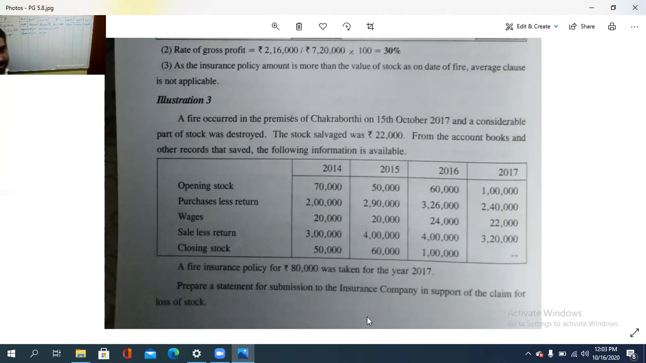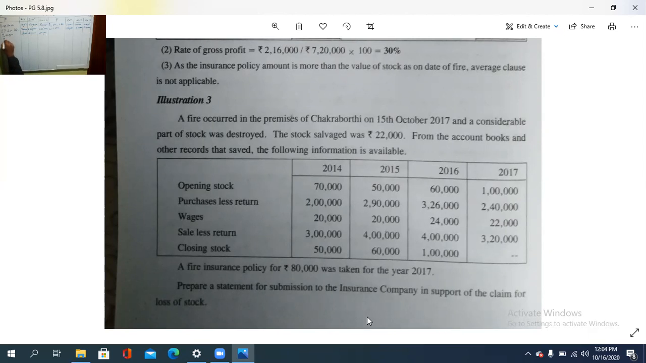So closing stock, it is 50, 60 and 1 lakh. Okay. So this 1 lakh will be the opening stock. Look here. 50 closing stock, that is the opening. 60 closing stock, that is the opening, and 1 lakh closing stock, that is the opening for 2017.